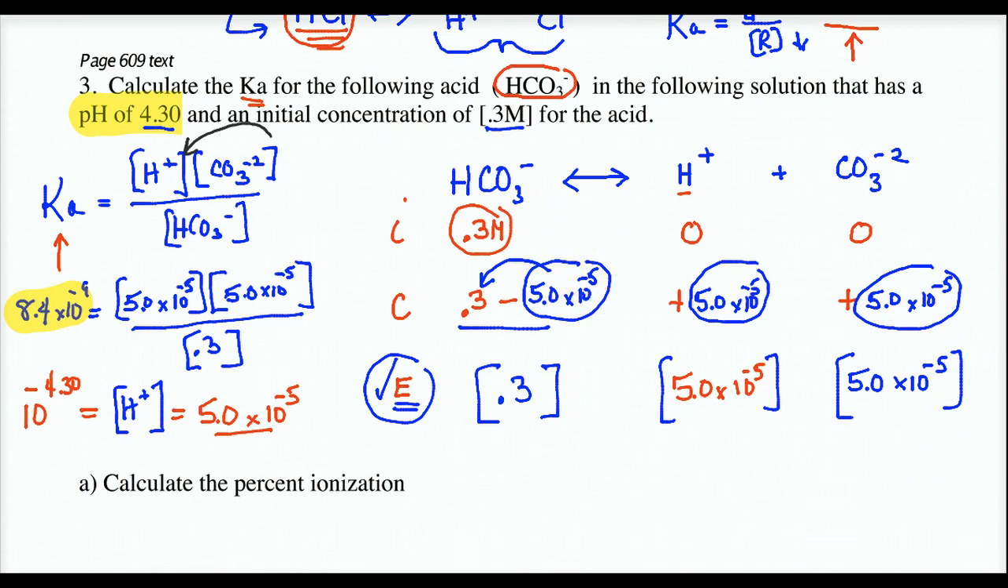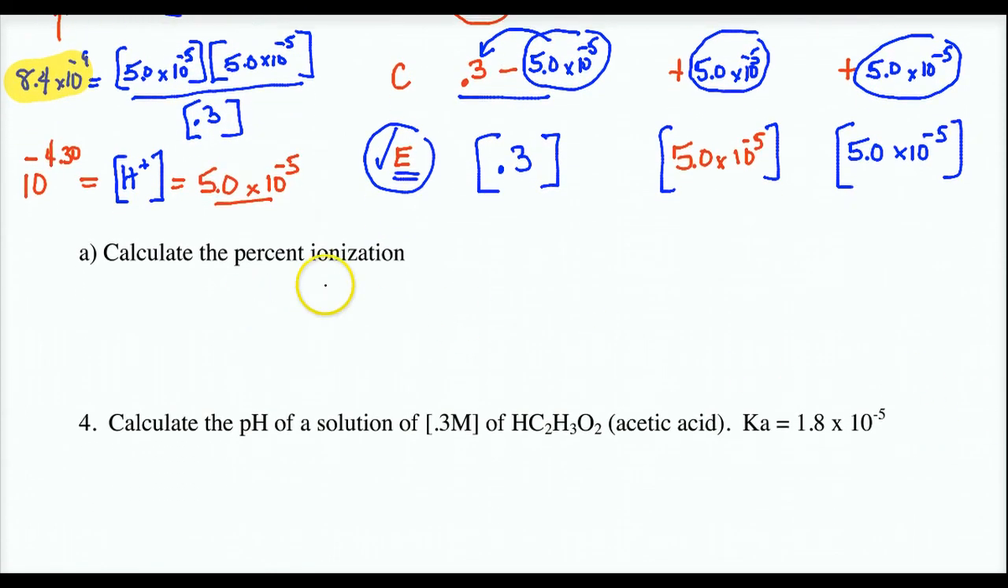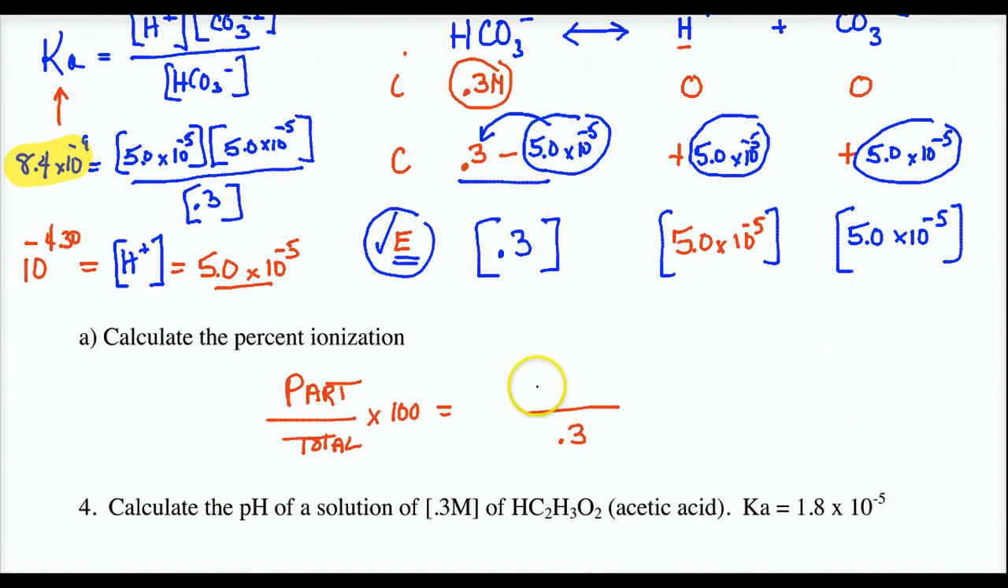Now, calculate the percent ionization. How do I go ahead and do this? Well, percent is part over total times 100. So my friends, in chemistry, I have 0.3 molar of the total acid. How much came off? There it is. Only 5.0 times 10 to the negative 5 came off. It's mostly undissociated. So let's do the percentage.